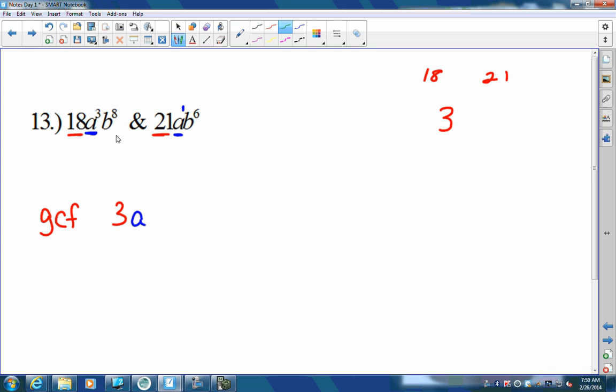Then I look at my B's. There's a B in both of them, right? So it is B, and what is the smallest exponent? A 6. That's your GCF.